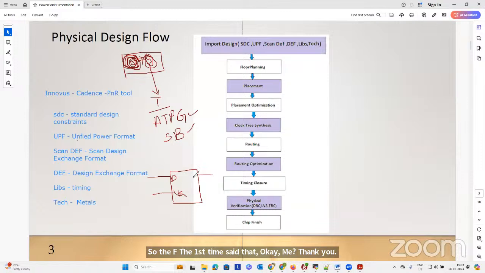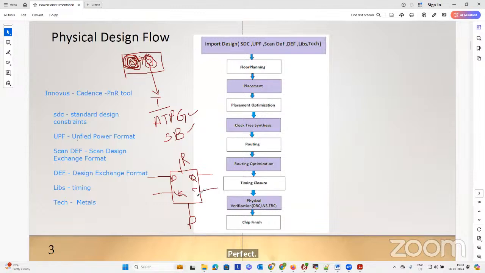Q as the output, and reset, preset, and another pin called scan.